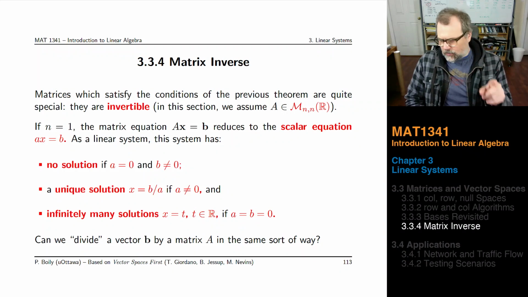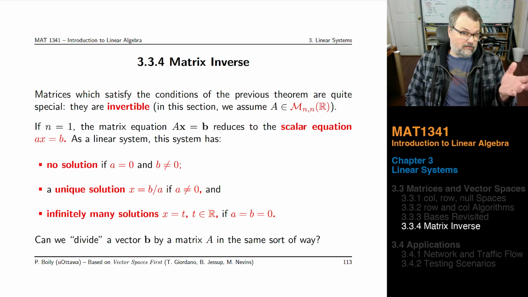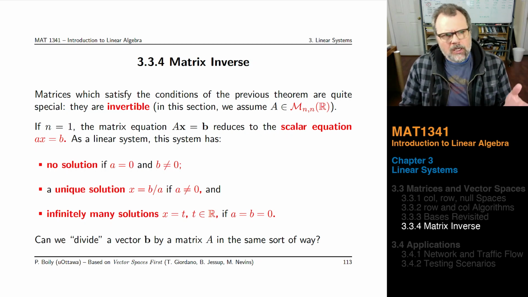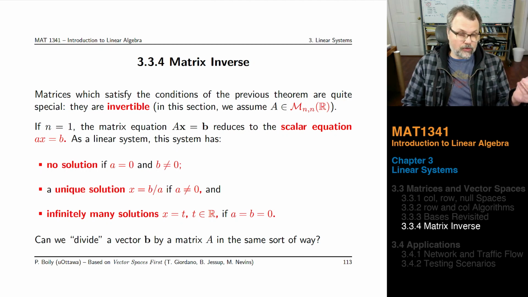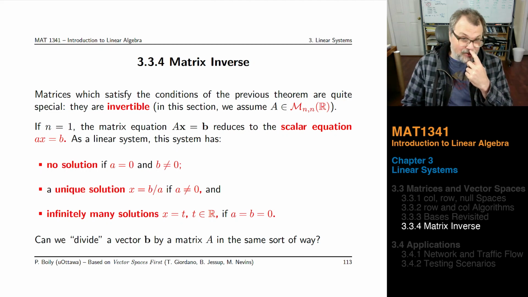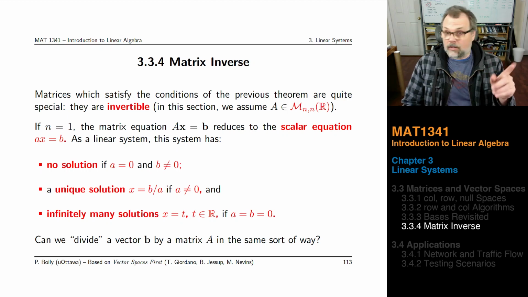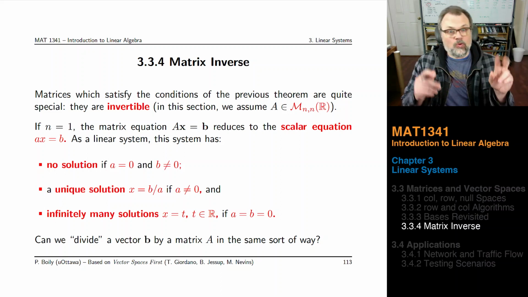So we've talked about matrix multiplication as a generalization of multiplication of real numbers. And if that's the case, then we should have something that is going to be the generalization of division by real numbers. In fact, the matrices that satisfy the conditions of the previous theorem are very special. They are invertible, and these are exactly the type of matrices that we can hope to divide by.